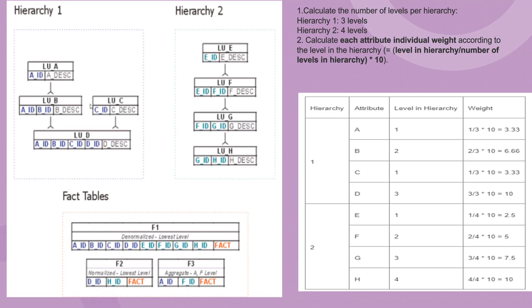If I check attribute B in the same hierarchy, you see level 1, level 2. So this is level 2. 2 divided by 3 multiplied by 10 is going to be 6.66. Similarly for C, one catch here is that C is not at the second level, it's at the first level, the top level.